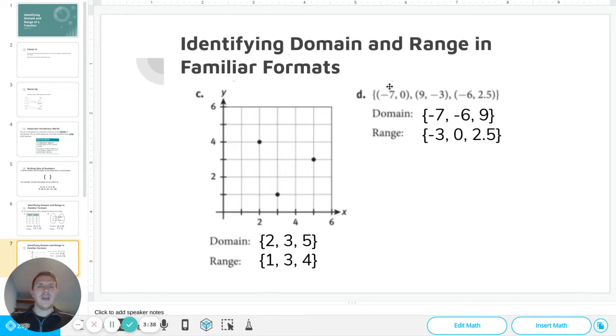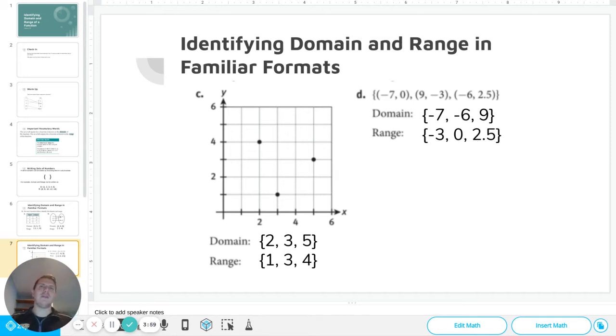So in this case, I look at -7, +9, and -6, and I just rearrange them in numerical order. So -7, -6, and +9 are my domain. Same thing with the y values of these ordered pairs, 0, -3, and 2.5. I just rewrite them in numerical order, -3, 0, and then 2.5. Those are my range values.